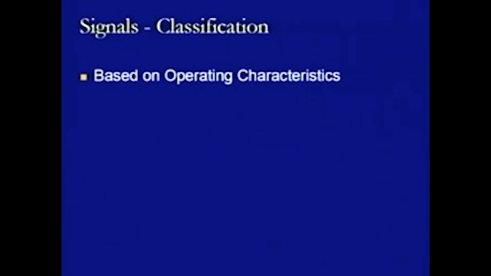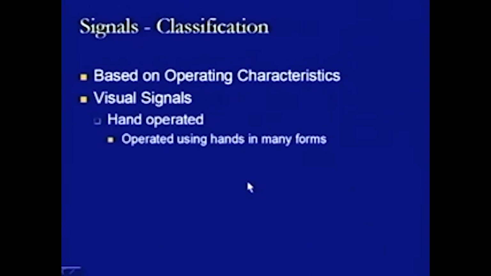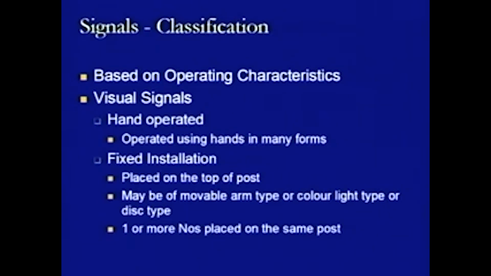Then, on the basis of operating characteristics, we have the visual signals, and as we have seen, these visual signals can further be divided into hand operated signals or fixed signals. The visual signals are the ones which can be seen easily, and if they are hand operated, they are just moved by using hands, and that can be done in different ways. You must have seen a number of times the different types of hand operated signals. We will be looking at those a little further on.